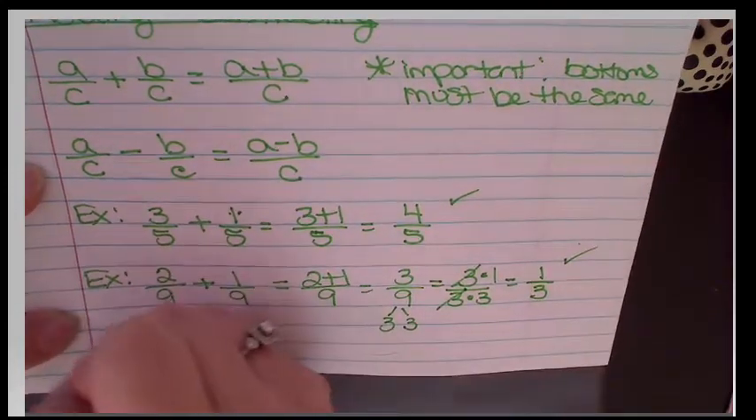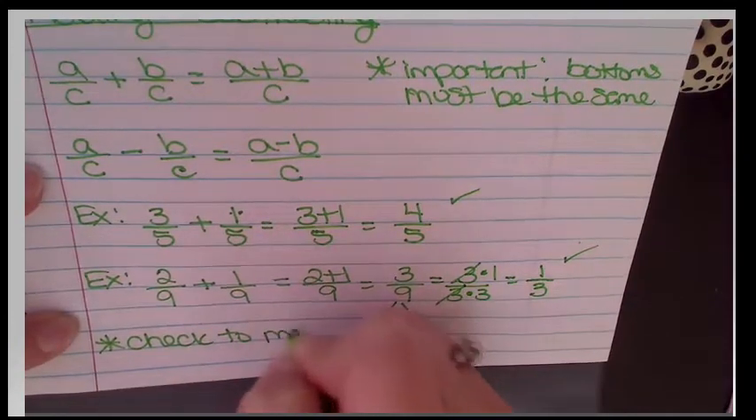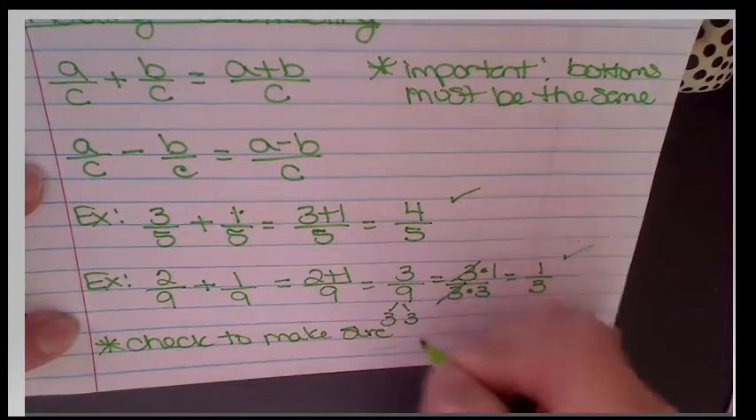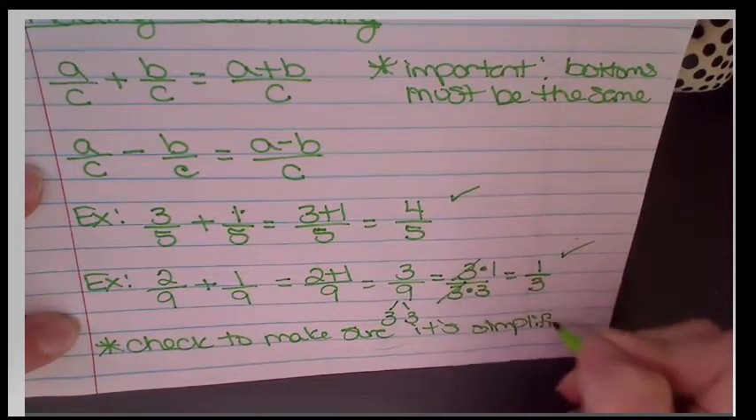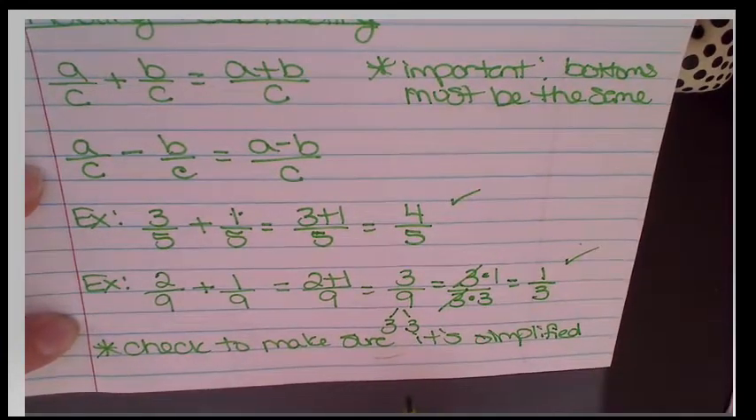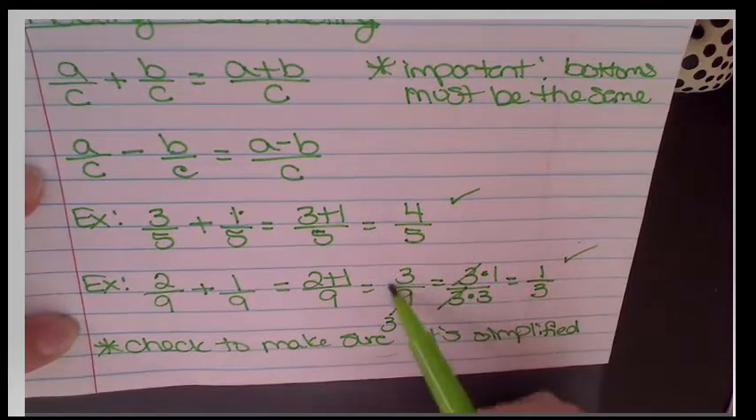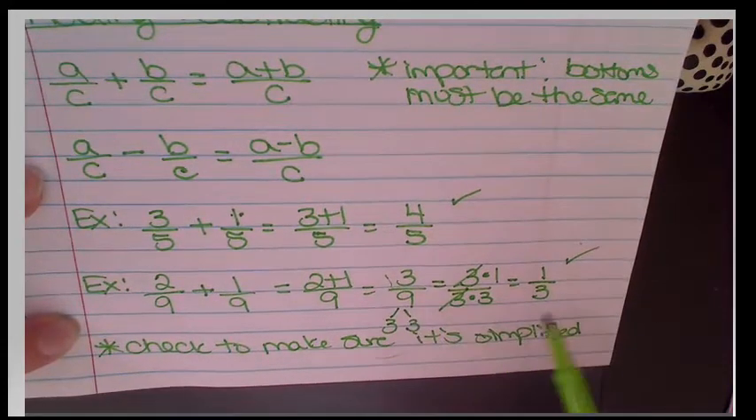So we need to make sure and check it's simplified. Okay, so you have to make sure it's all simplified before you can actually put it in, because if you put in 3 over 9 as an answer in your homework, it's going to count it as wrong. You have to make sure and put a simplified answer down.